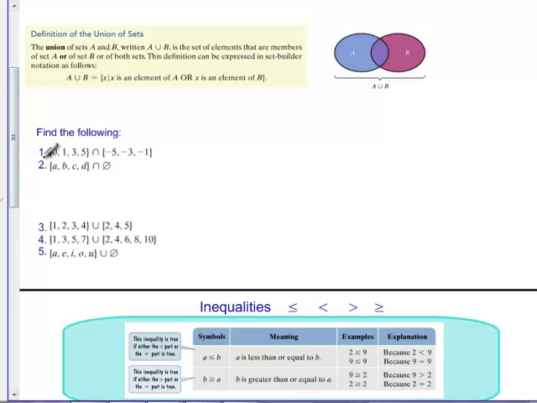So the intersection for 1, so we're looking at the sets, and that set notation, that's a little brace. So a brace just means that it's a set, and anything you put inside the braces is going to be the list of elements in your set. So we have the first set with 0, 1, 3, 5. The second set with -5, -3, -1. What do they share?